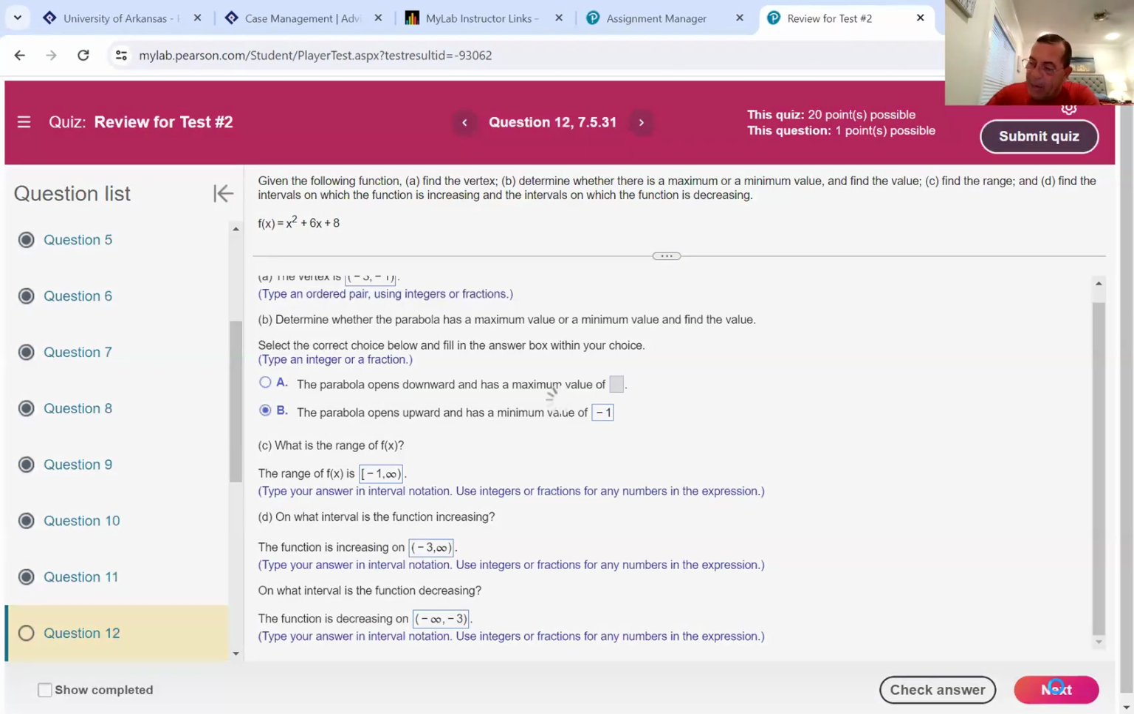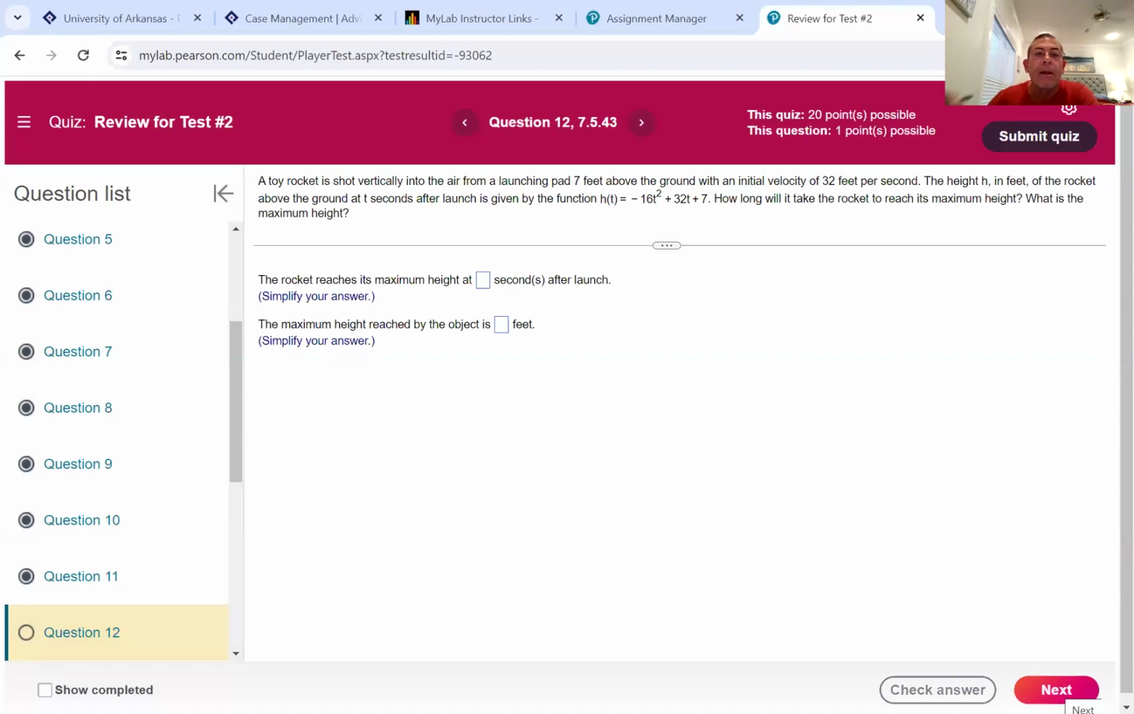And I think next is my rocket one. Let's see. Yeah. So look here. All we're concerned with is that equation. We don't care about the launching pad, all that. They're just telling you how they got the equation. What we're worried about is that h of t equals negative 16 t squared plus 32t plus 7. So this is another vertex formula. So they want to know, when does it reach maximum height and what is the maximum height?